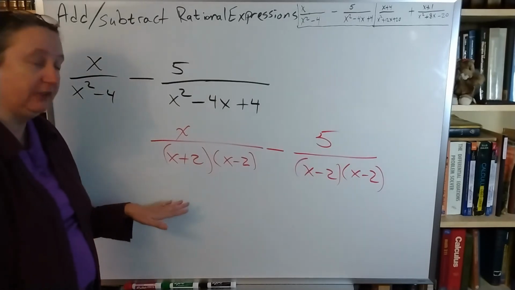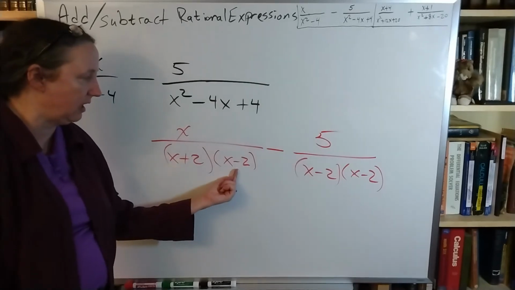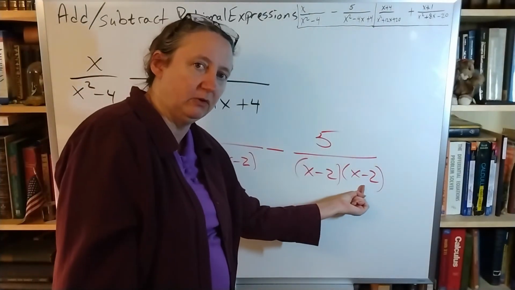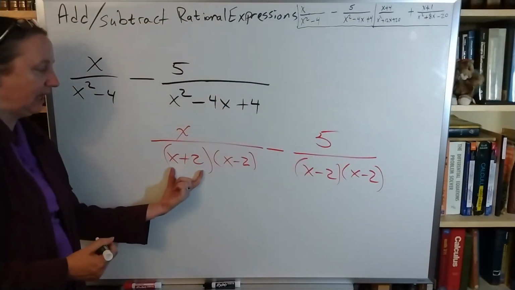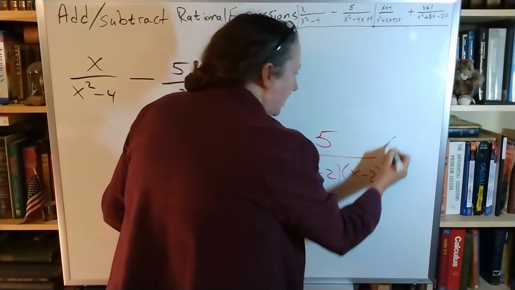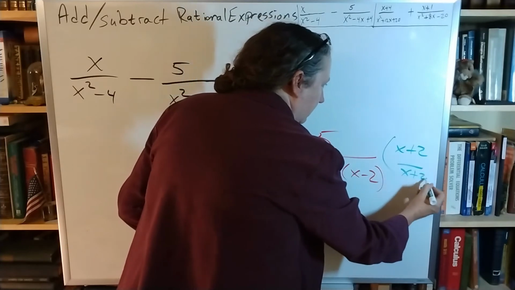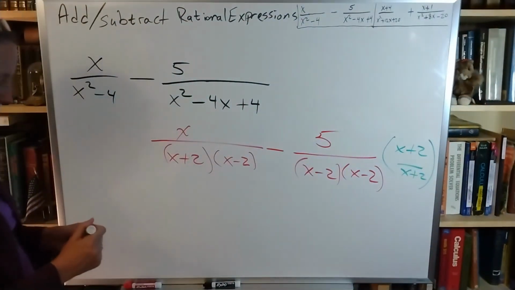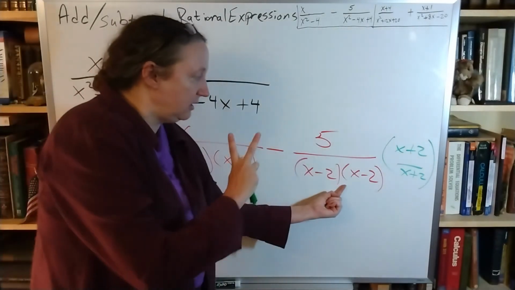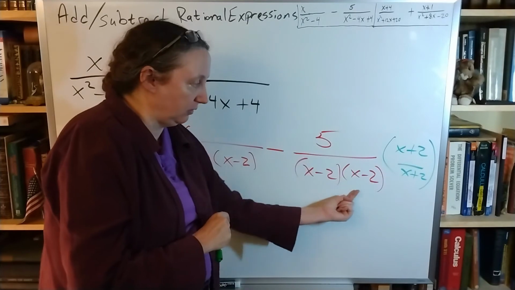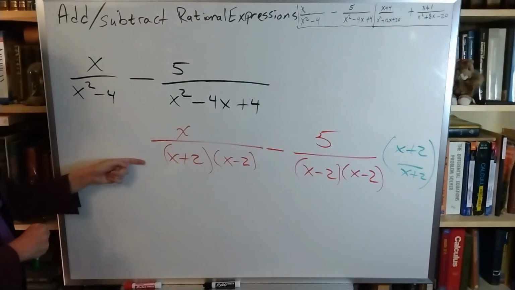Now, I have these factored so I can find my common denominator. x plus 2, x minus 2, x minus 2, x minus 2. This one has an extra x plus 2, so I'm going to multiply it over here by x plus 2 over x plus 2. This has only one x minus 2. This has two x minus 2's. So I have an extra one over here, so I need to take one of them and multiply top and bottom.